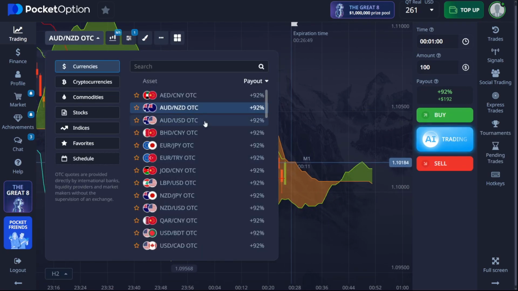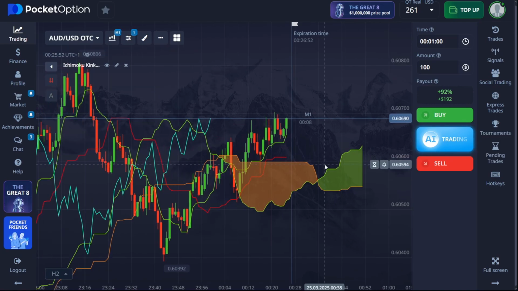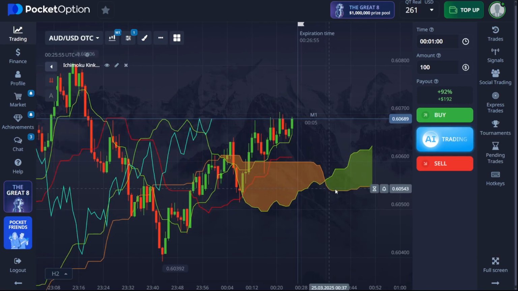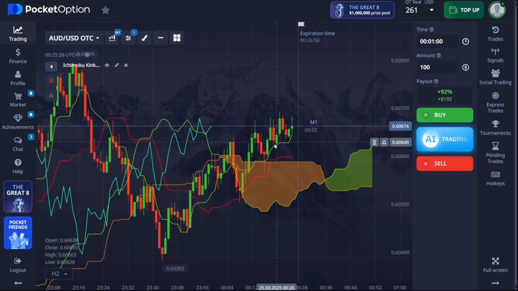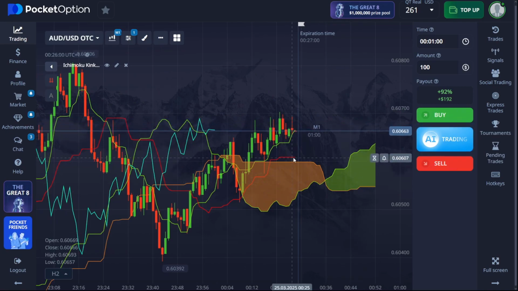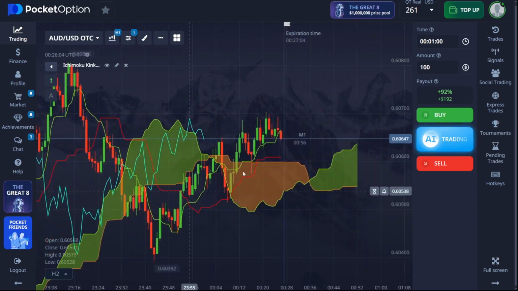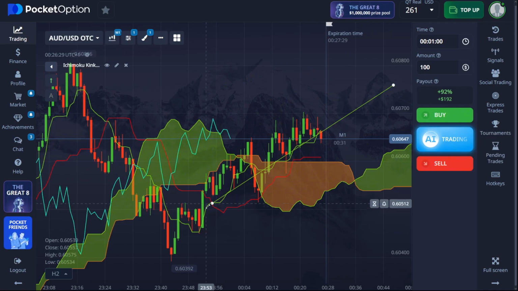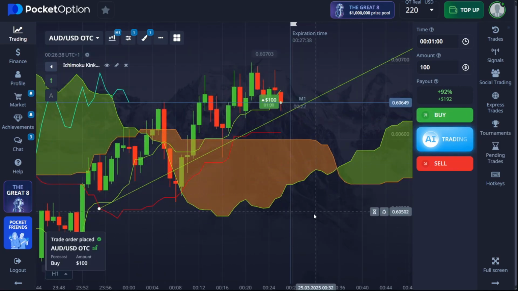Let's look at AUD USD OTC. Here the cloud is green, price is above it. Also, Tenkan has crossed above Kijun. All signs point to upward movement. We enter a buy trade.